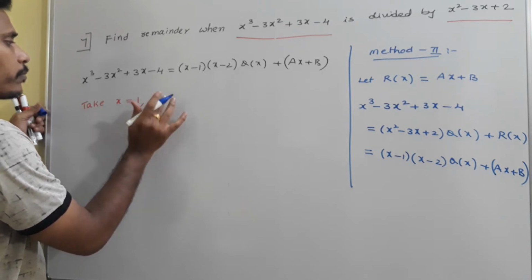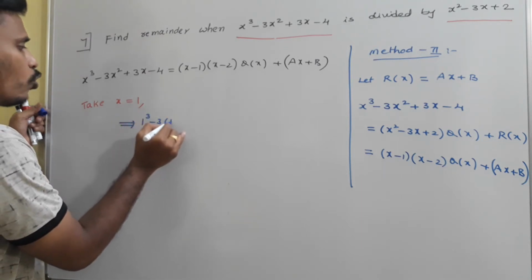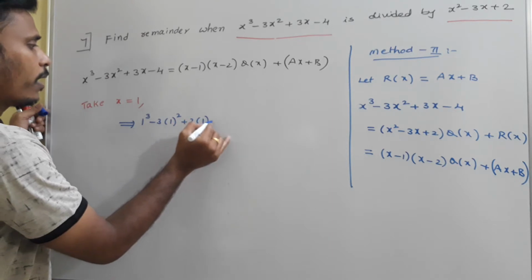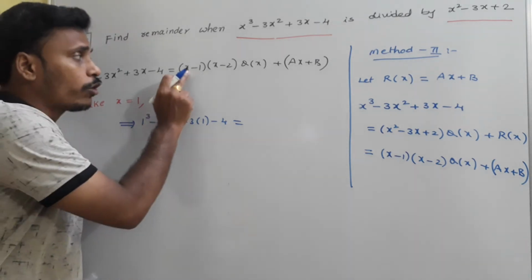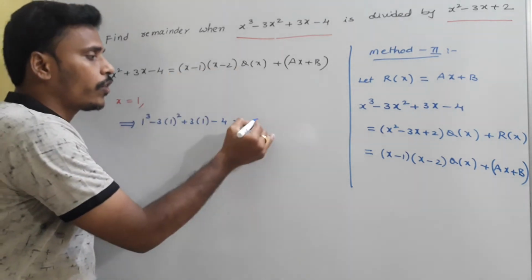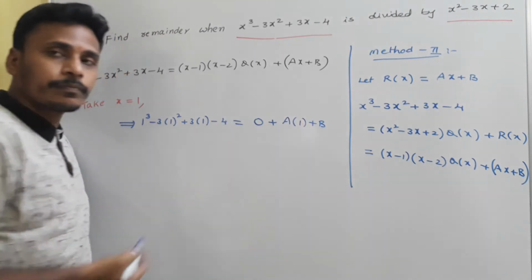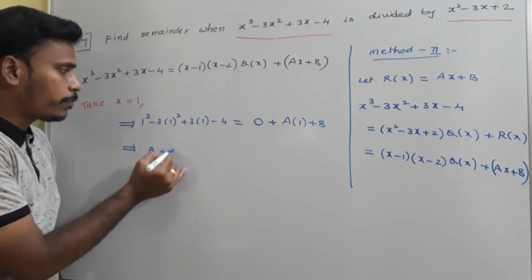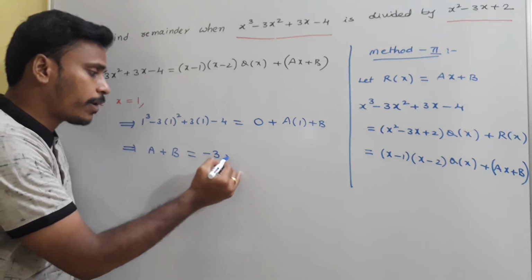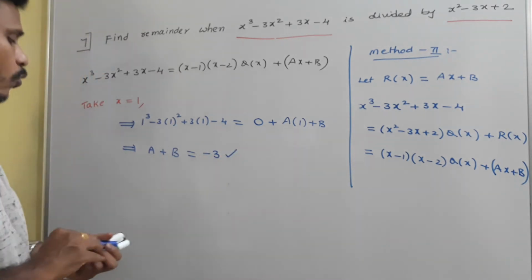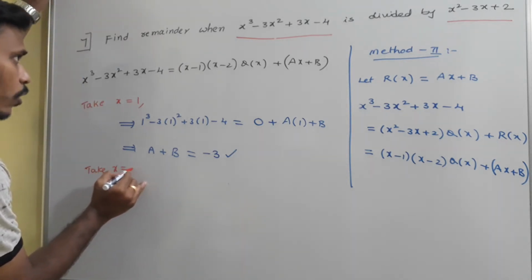That implies, I will write directly, 1 cube minus 3 into 1 square plus 3 into 1 minus 4 is this left side part. And since we are replacing x with 1, 1 minus 1 is 0, 0 into anything is 0, this part is 0, and directly I will write that this is a into 1 plus b. That implies a plus b is equal to, when you simplify, minus 3 plus 3 will get cancelled, 1 minus 4 is minus 3. So if you take x is equal to 1, you will get that a plus b is equal to minus 3. And the next thing is take x is equal to 2.